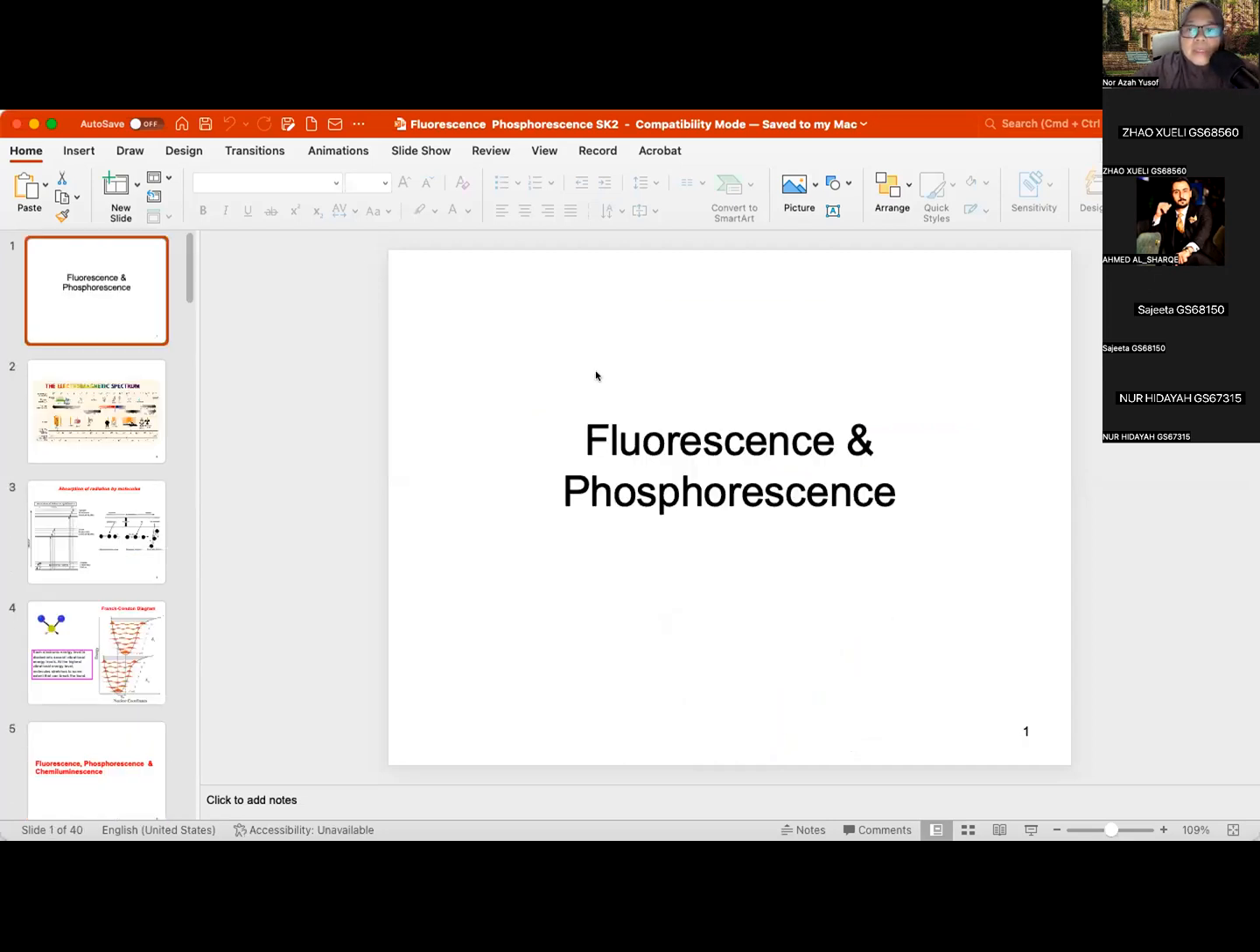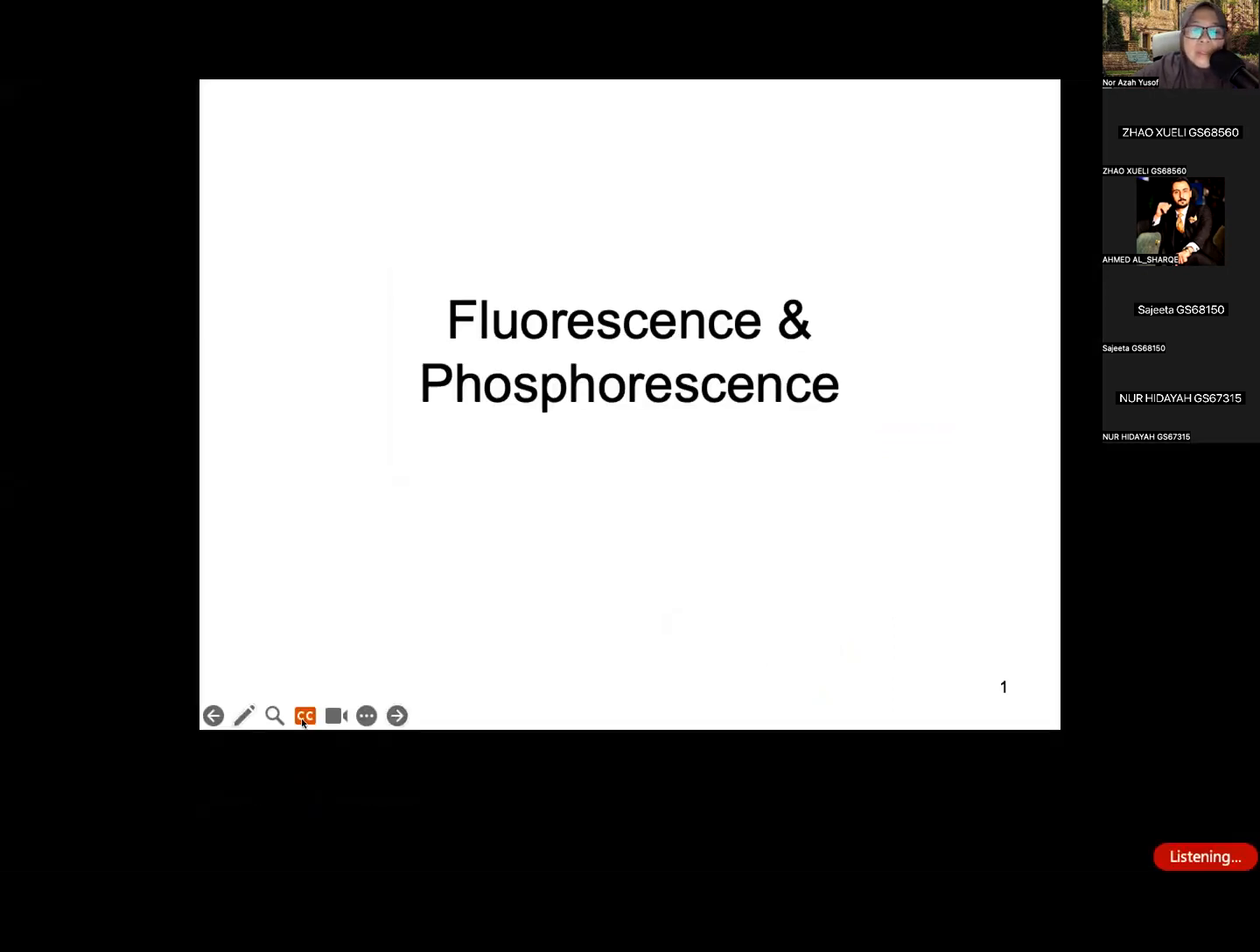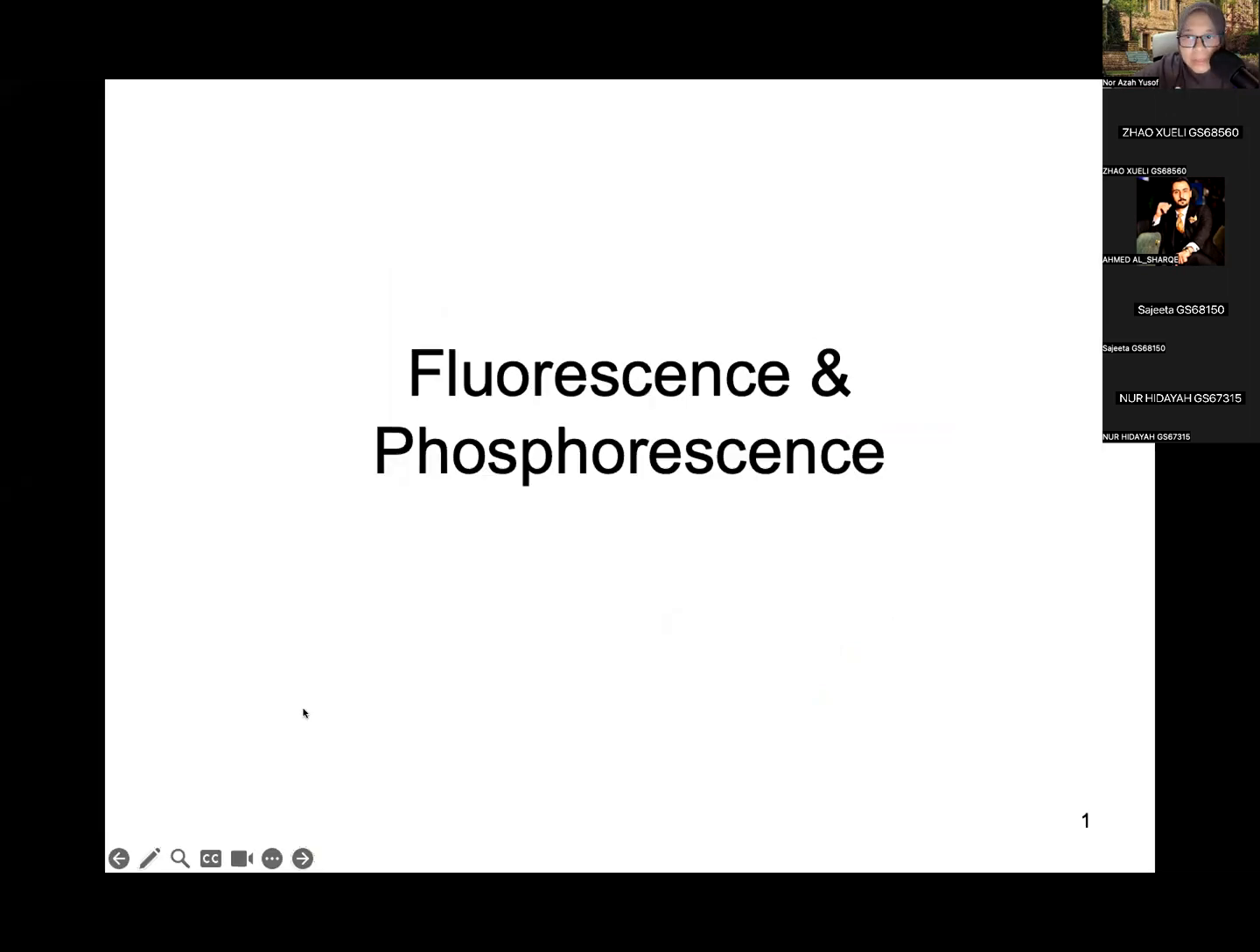So there is another technique that is also very important in the development of optical sensors, which is fluorescence. Just now it was the UV-visible spectrophotometer, and this is fluorescence. So what's the difference between fluorescence and UV or visible region?